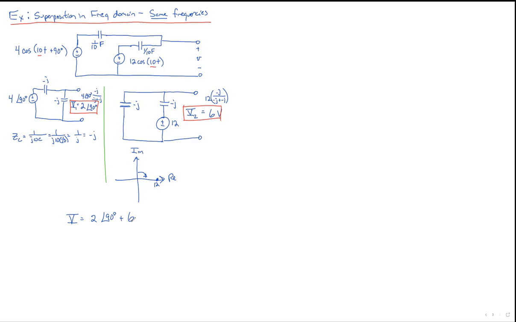You can throw that in your calculator right away, but I think it's easier to firstly convert this 2 at an angle of 90 into a rectangular notation number. It's 2 away from the origin, so it's somewhere in this circle, and it's at an angle of 90, so it's up here. So this is just a complex way of writing J2 plus 6, which when you put in your calculator is 6.32 at an angle of 18.